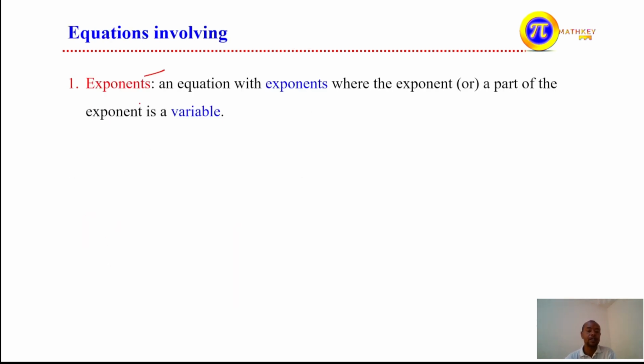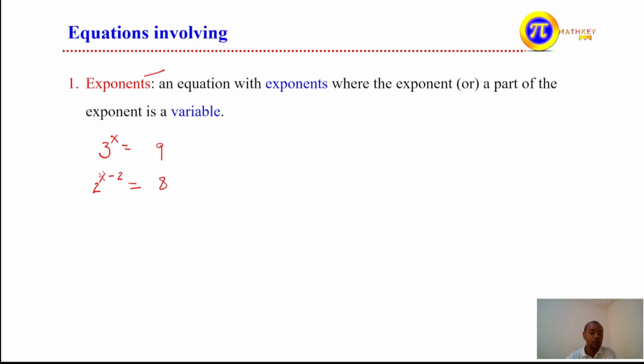When we come to the first one, that means exponents. An exponential equation is an equation where the exponent or parts of the exponent are variables. If we consider some examples, 3 to the power of x is equal to, say, 9. You see, the exponent is the variable x. So we call this an exponential equation. Let's consider the other one: 2 to the power of x minus 2 is equal to, let's take, 8.